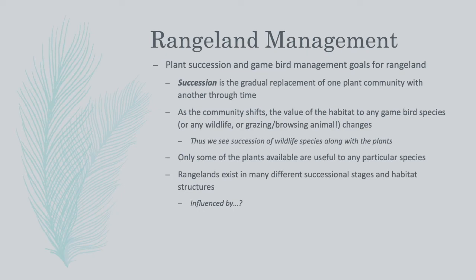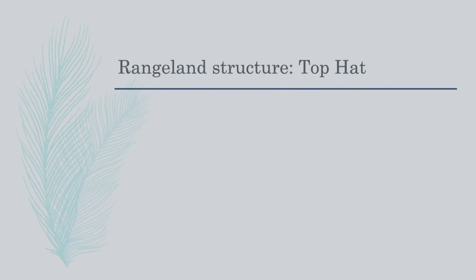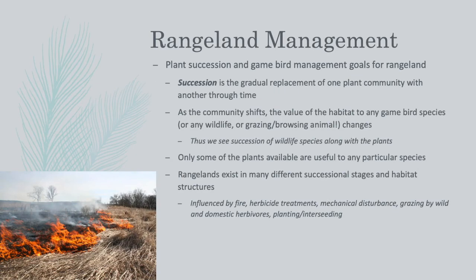So, as I mentioned, succession is this gradual replacement, and some of the influences on succession in rangeland include things like your disturbances, right, that we've already talked about. It's fire, it's herbicide treatments, it's mechanical disturbances, being physical disturbances of the environment. It's grazing, and it's also planting or interseeding, which sometimes we do to increase our diversity of plants.